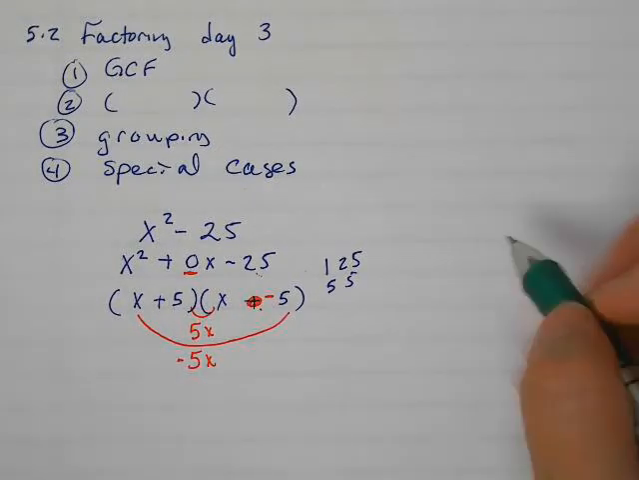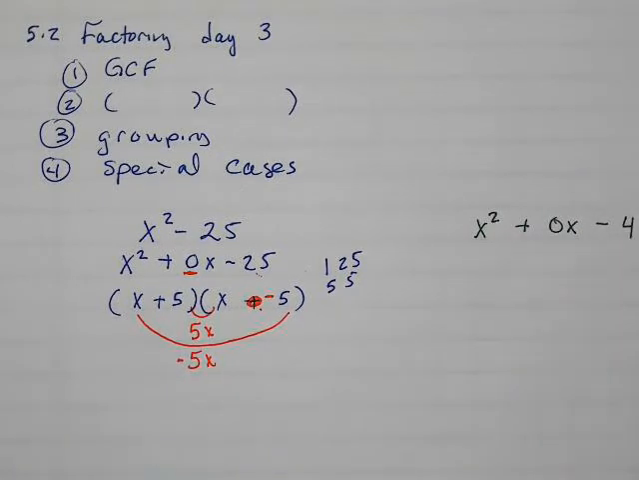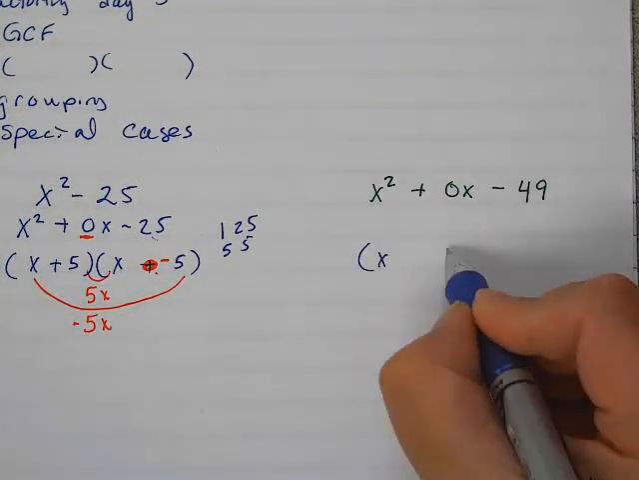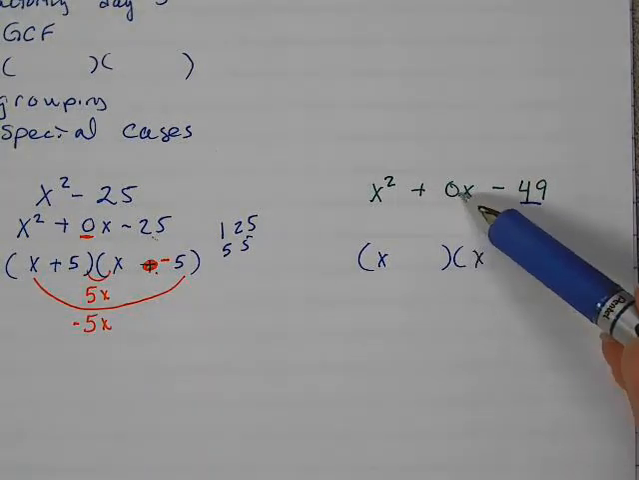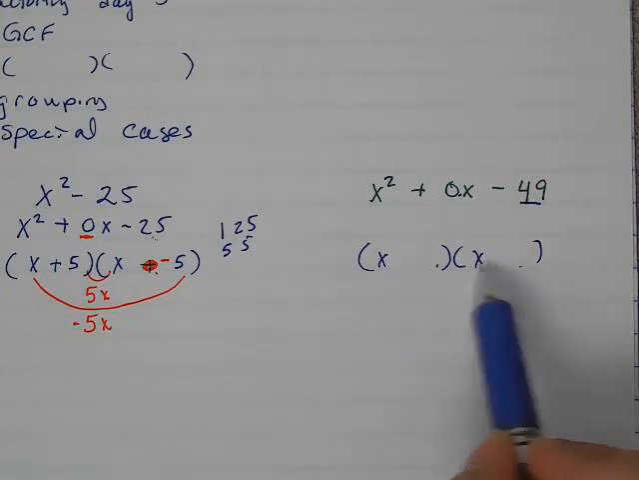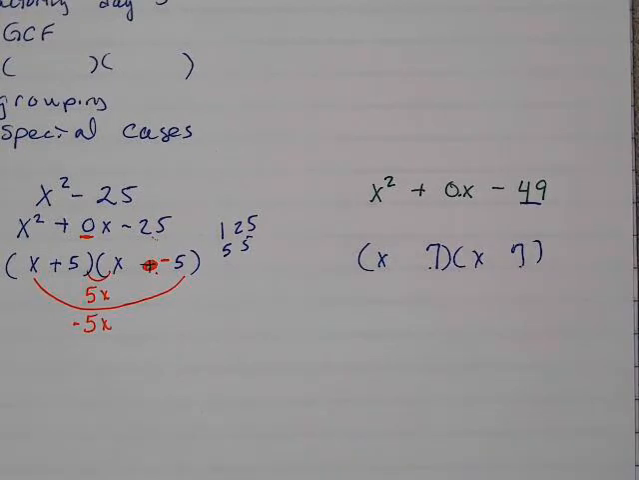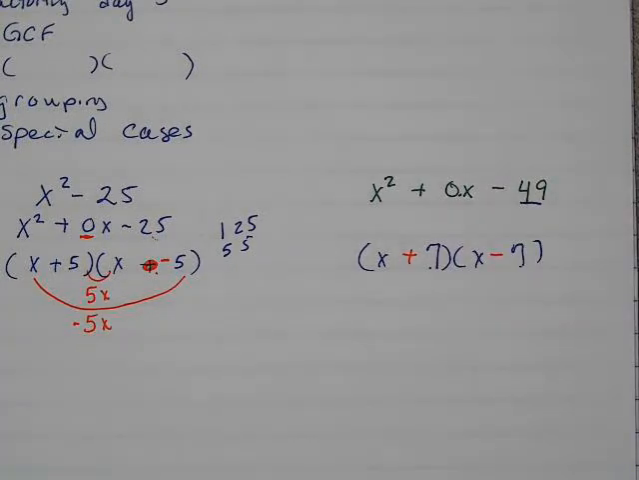Let's do another one like that. X squared plus 0x minus 49. So this is going to be x and x, and then I have to think of two numbers that would multiply to give me 49, but when I add or subtract them I get 0. Anytime you're going to get 0, this number has to be the same in both spots. So the number that you multiply by itself to get 49 is 7. And in order for them to cancel out, one of them has to be positive and one of them has to be negative. This is a special case.